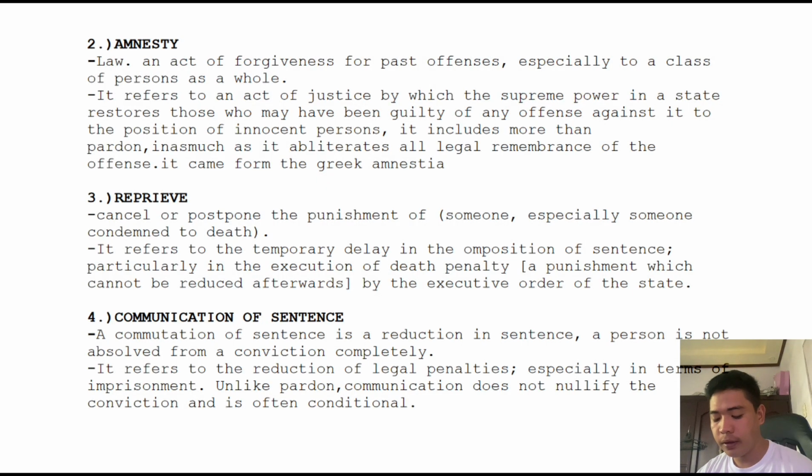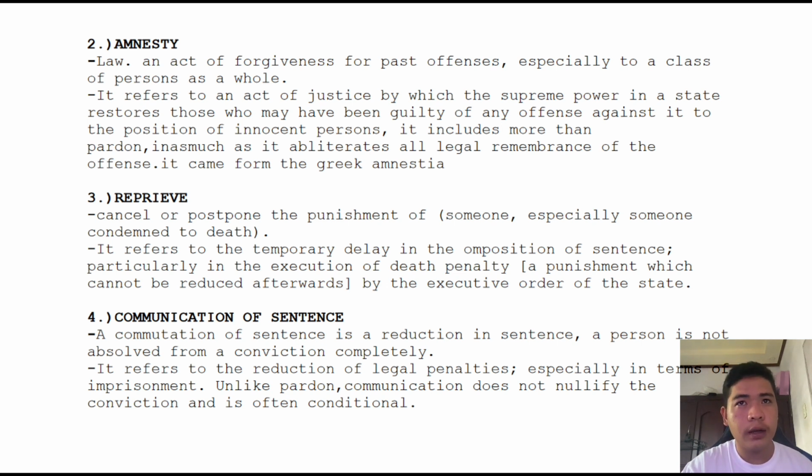And the number 2 is amnesty. It refers to an act of justice by which the supreme power in a state restores those who may have been guilty of any offense into the free position of innocent persons. It includes more than pardon inasmuch as it obliterates a legal remembrance of the offense. It has the same root as amnesia. It came from Greek amnesia, oblivion.